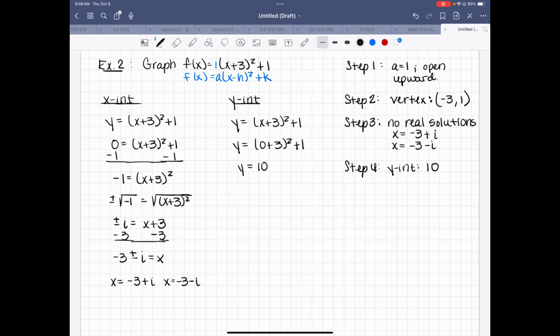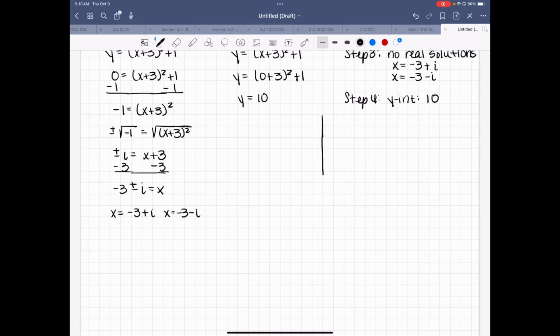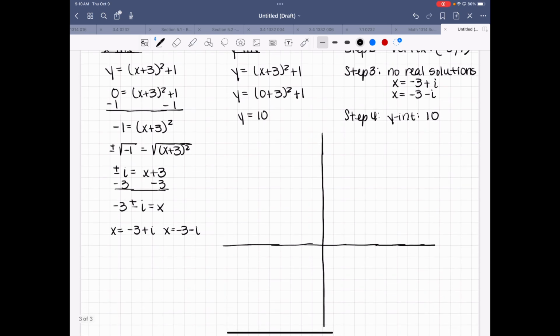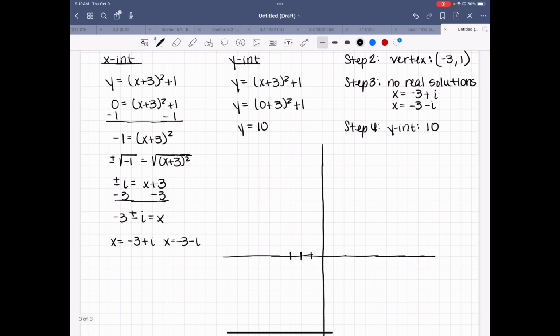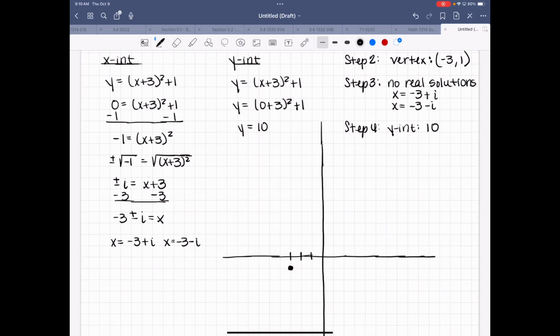Now, we do have a slight problem here because what do we have? We only have 2 points. But I'm going to show you how we're going to fix that and we can graph. So I need to draw, you've done all your steps. If I have a vertex at -3, +1, okay, there's my vertex. It's going to be my lowest point, because it opens upward, and then I have a y-intercept at 10. 1, 2, 3, 4, 5, 6, 7, 8, 9, 10.